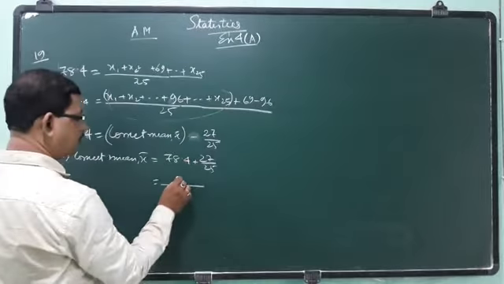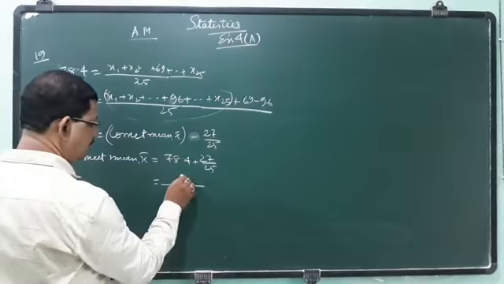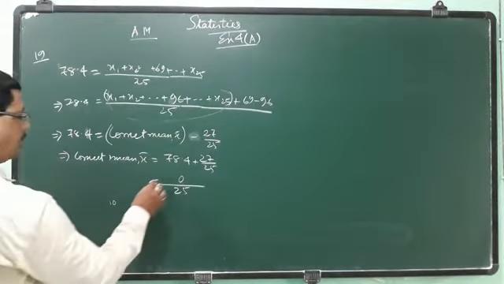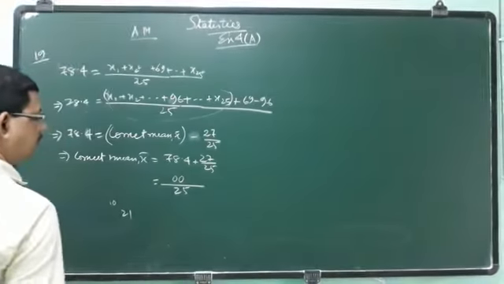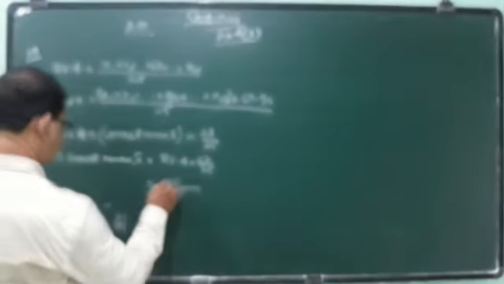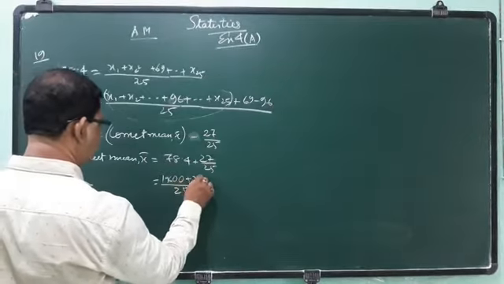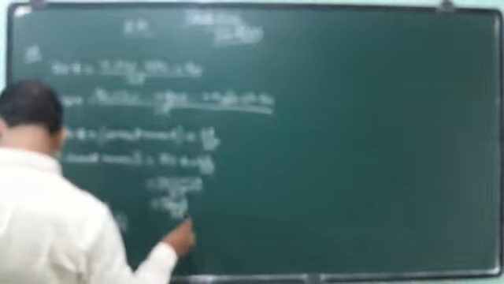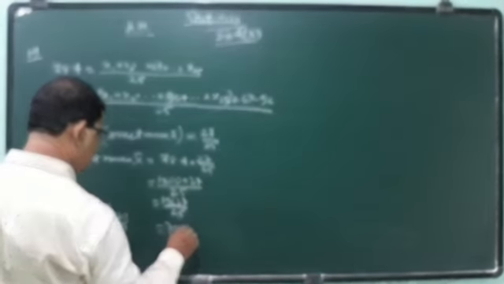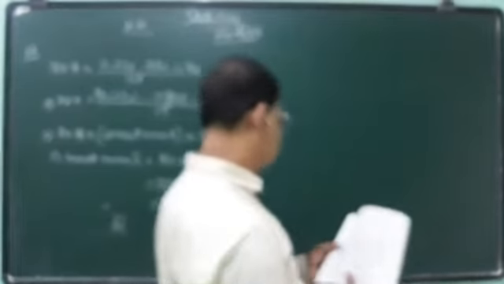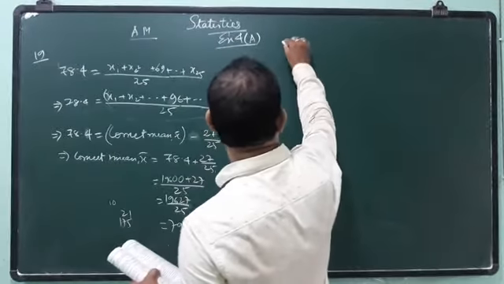25 times 4 is 100. So 10. 210, so it is 21. And it is 175, so it is 1963 plus 27, so 1987... 1963 plus 27 divided by 25. So after division, we will get 79.48 as the answer for this correct mean. So this way we can find the correct result.